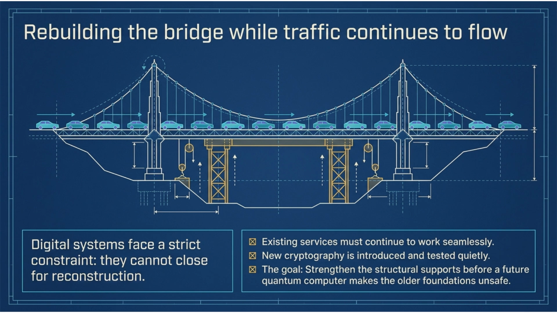Digital systems cannot simply stop operating while their security is upgraded. Traffic must keep flowing. In the digital world, we cannot simply take the internet offline to upgrade its security. Existing services must continue to work seamlessly while we quietly introduce and test new cryptographic standards. The primary goal is to strengthen our structural supports before a large-scale quantum computer is actually built, ensuring a smooth transition without interrupting daily operations. And while we prepare for these future quantum-related risks, we must remember that present-day hazards like human error and phishing are still our most immediate threats.